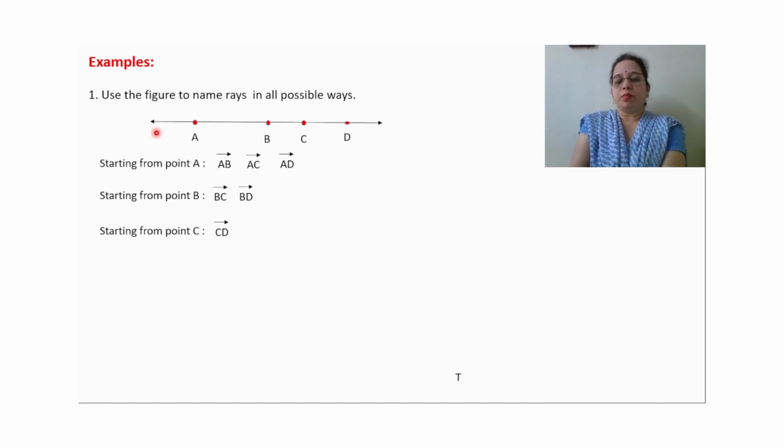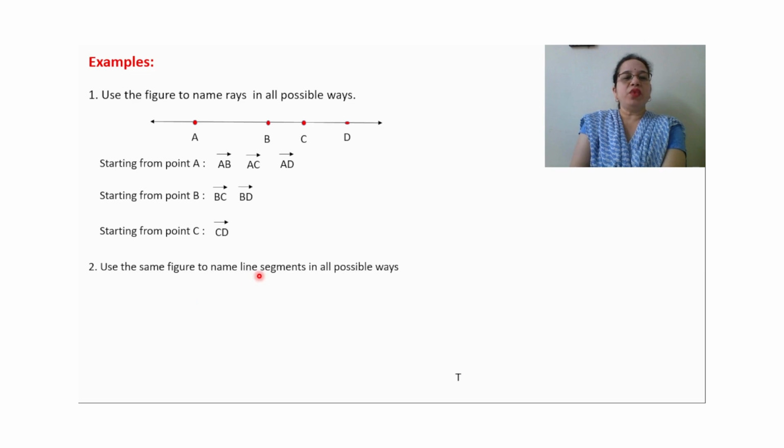The remaining part is for you to write down, starting from D. Starting from D will be DC. You can take another one, DB, and you can take DA. Starting from C will be CB and CA. Starting from B will be BA. So these are also ways, since the arrow is given in both directions. Suppose this arrow is not given, then we can write down only the ways I have already written over here.